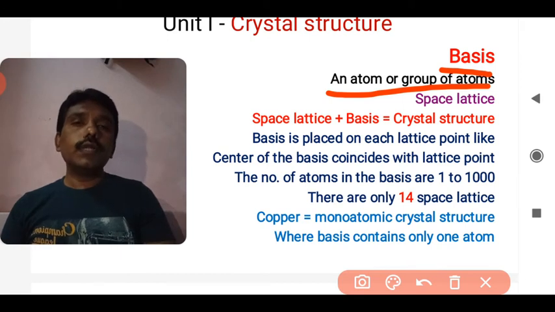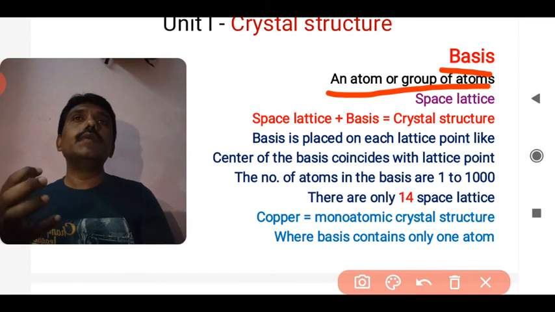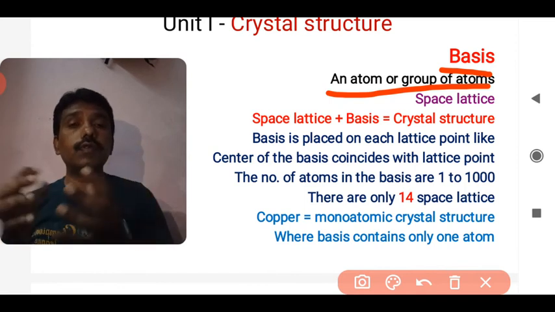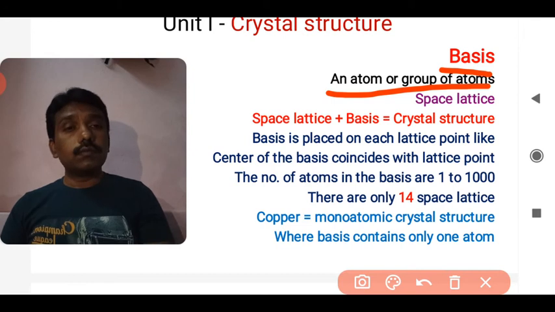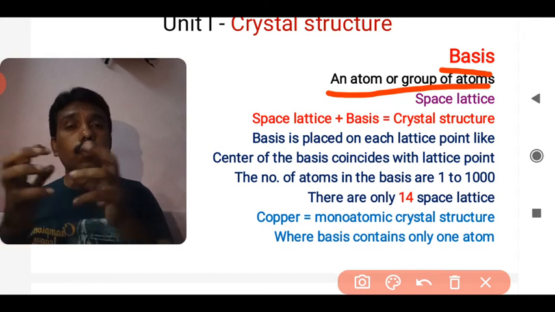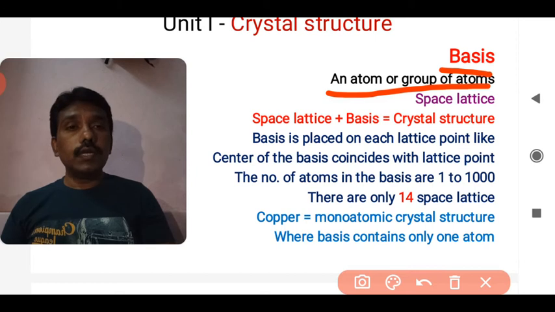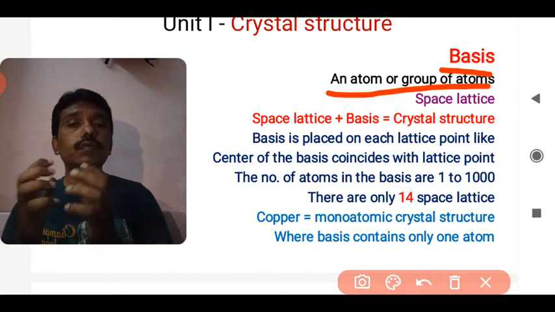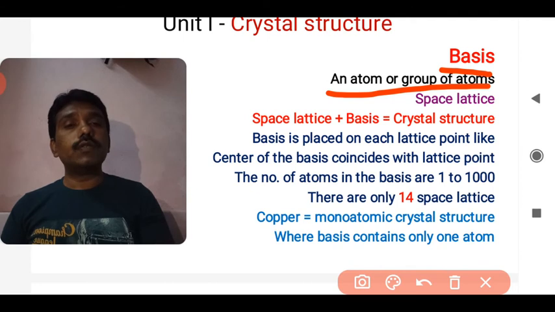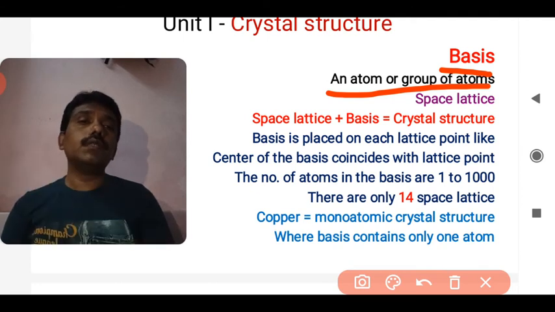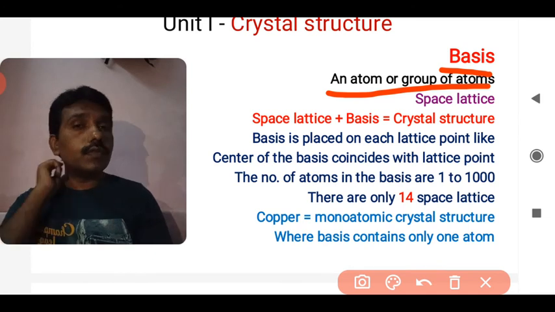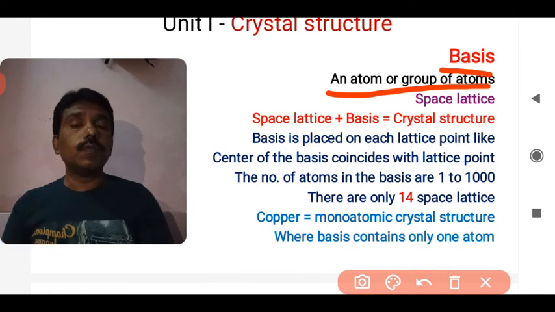Already we know what is meant by the space lattice: it is nothing but an infinite number of imaginary points forming identical surroundings, and the lattice is formed in two dimensions or three dimensions accordingly. We have already seen what exactly the space lattice is in my previous lecture. You can see that part in detail.